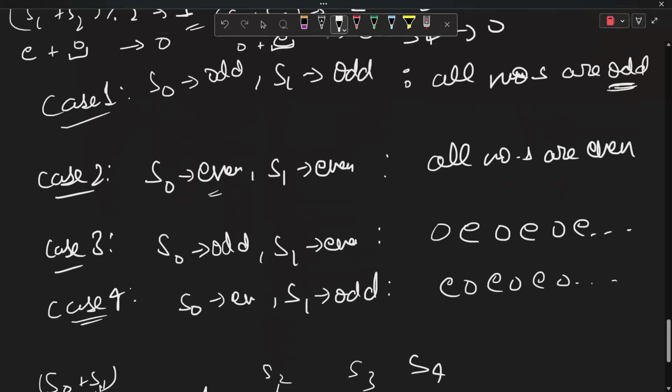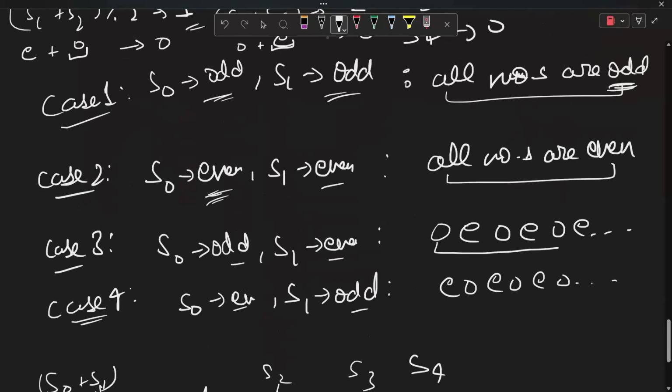So we have concluded for all the cases: if the parity of both the numbers is the same, so if both are odd, it means all numbers would be odd. If both are even, it means all numbers would be even. If they are different, one odd and one even, then we would have alternating odd and even numbers. Okay. So this is what you have concluded.